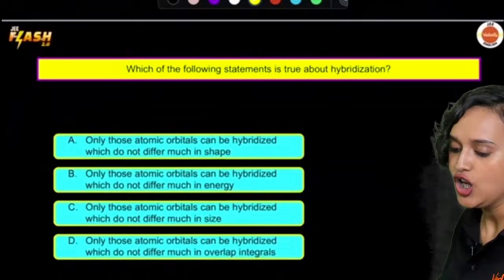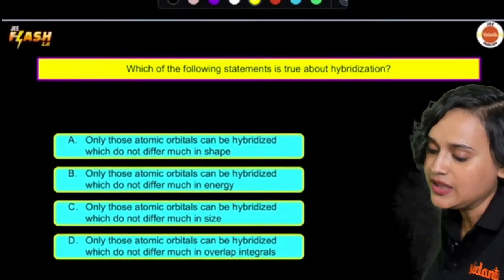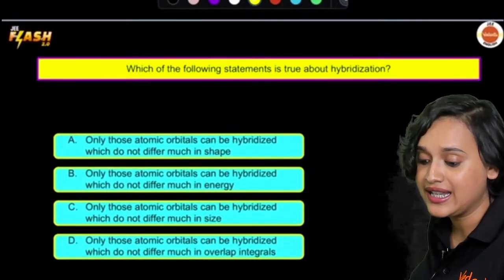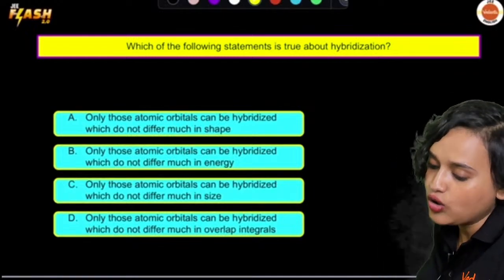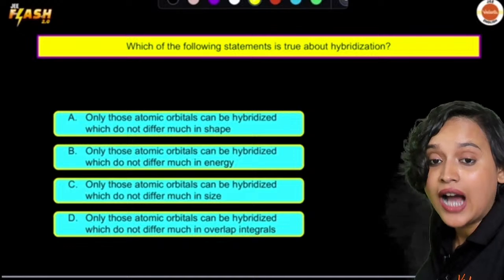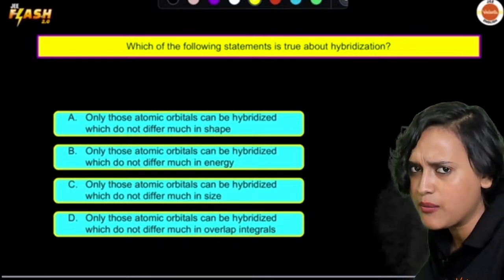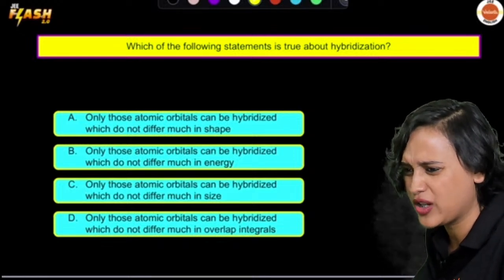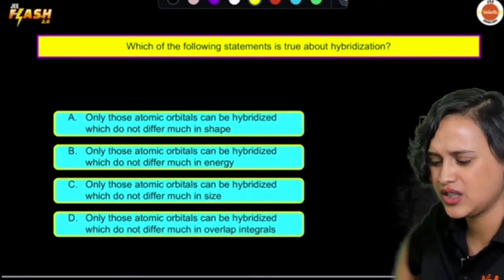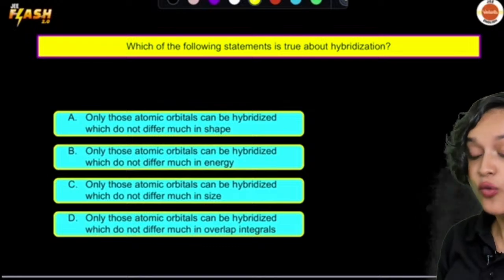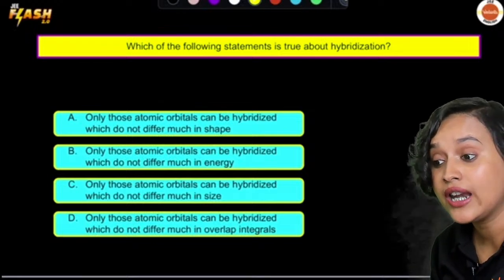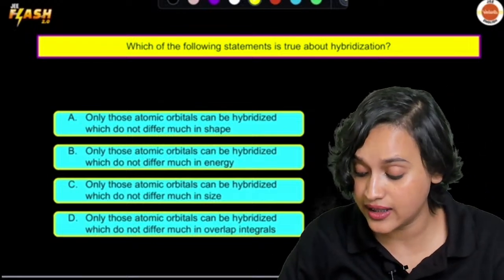Next question. Which of the following statements about hybridization is true? Only those atomic orbitals can be hybridized which do not differ much in shape. We don't talk about shape. No, only those atomic orbitals can be hybridized which do not differ much in energy. Yeah, that looks like the correct one.